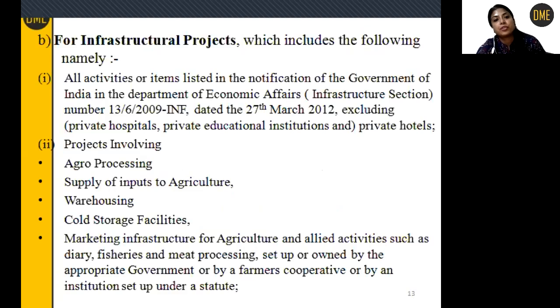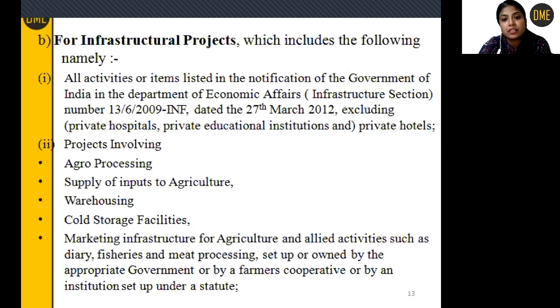Now, for infrastructural projects, which include the following, namely, after strategic projects, here come the infrastructural projects. So all the activities or items which are listed in the notification of Government of India in the Department of Economic Affairs, that is the infrastructure section, dated 27 March, and all the private hospitals, private educational institutions, and private hotels.